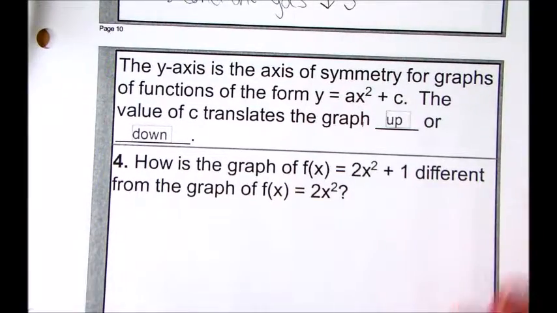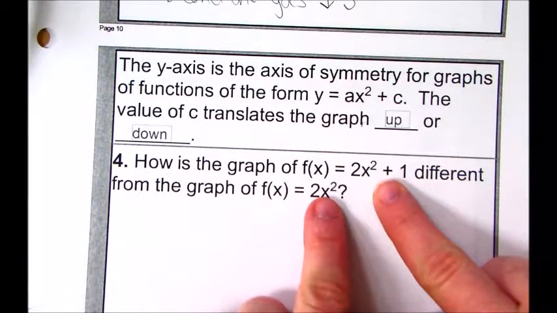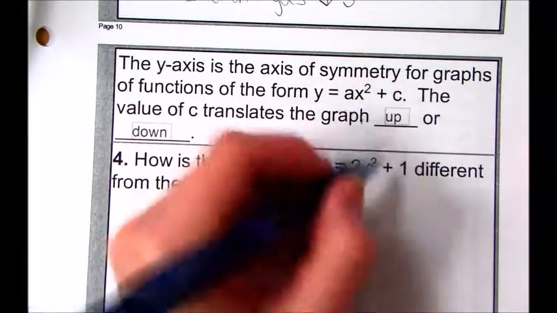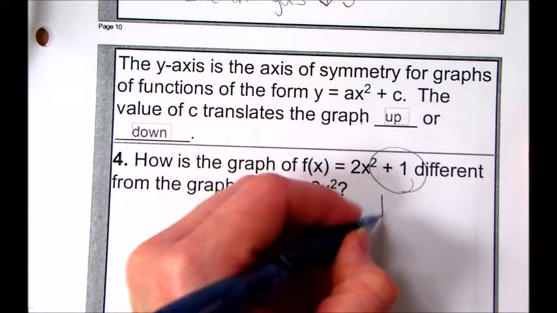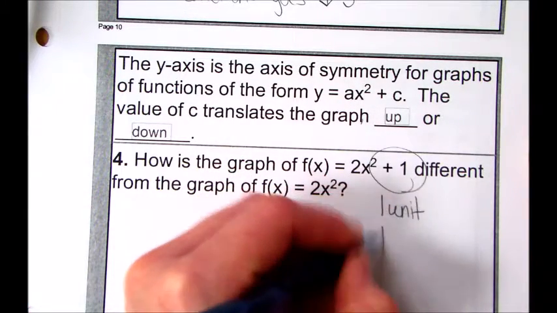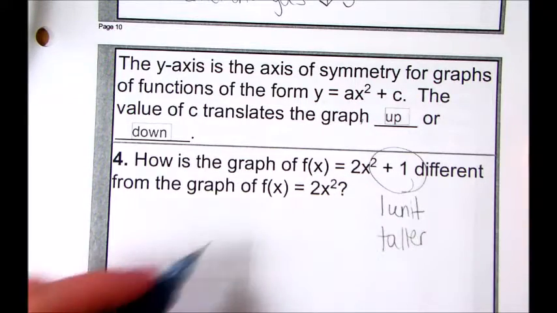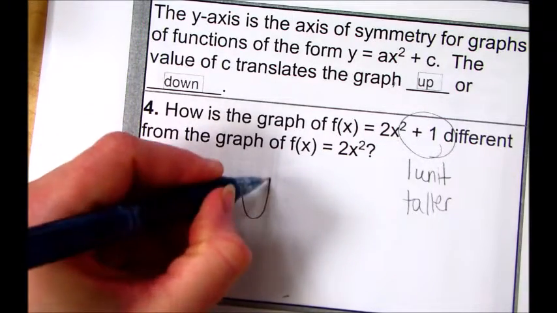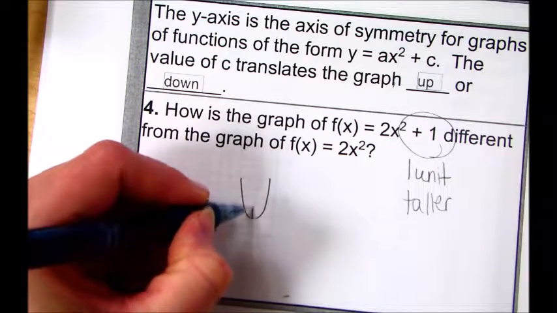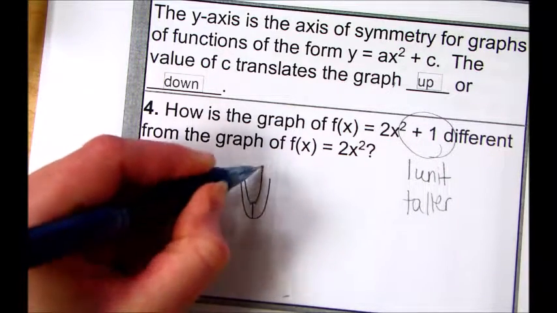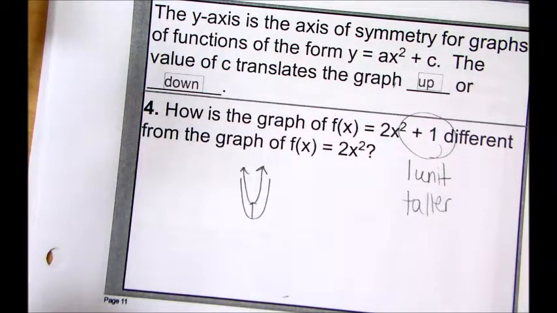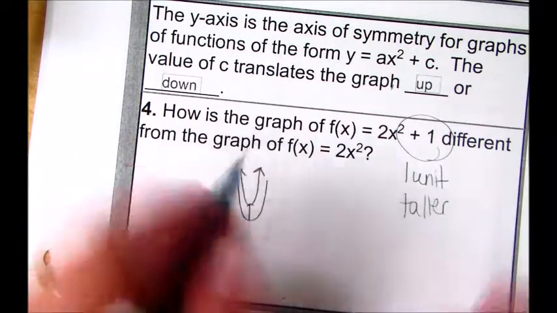So in number 4, it asks, how are these two graphs different? We'll see how this one has a +1 in the back. This one would just be 1 unit taller. That's it. So if the first graph looked like this, the second graph would be moved up a unit, and it would look like this. Same shape, it would just be moved up 1 unit.